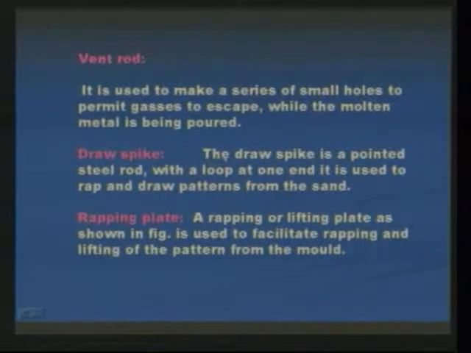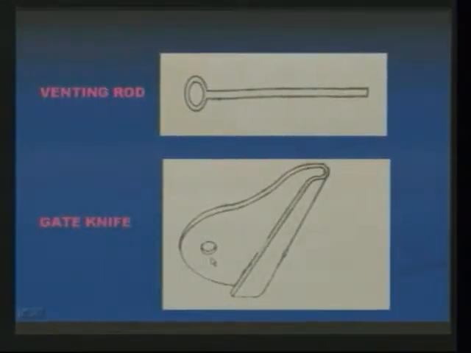Next, the draw spike. The draw spike is a pointed steel rod with a loop at one end. It is used to rap and draw patterns from the sand. Next one is the rapping plate. A rapping plate or lifting plate, as shown in the figure, is used to facilitate rapping and lifting the pattern from the mold. Next one is the gate knife. This is used for cutting gates before pouring the molten metal.